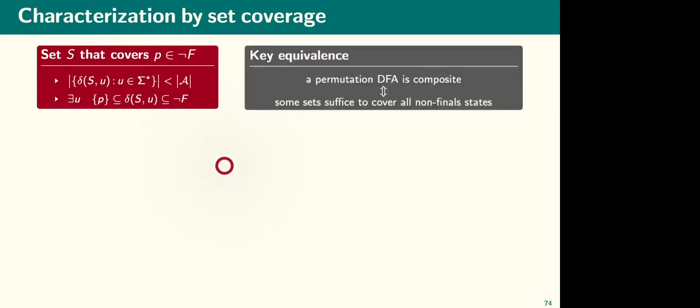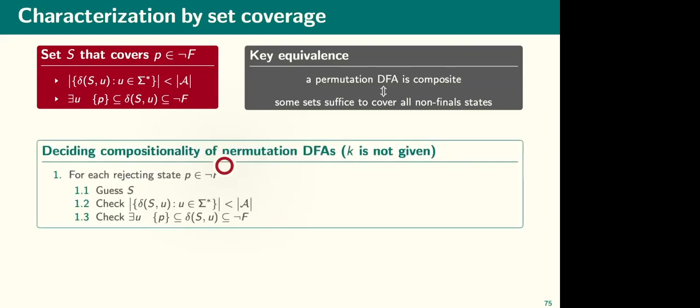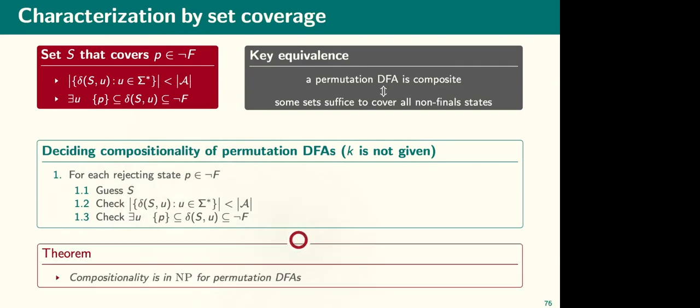The compositionality of permutation DFAs is characterized by the fact that every non-final state can be covered by some sets. Note that we don't have the beautiful correspondence of k-factors compositionality with k-coverage anymore. And this is since rejecting behaviors of non-final states may involve polynomially many implicit factors now. So from this fact, we can design the following algorithm, which basically checks whether every non-final state can be covered by some guessed sets. This gives us an NP algorithm to decide the compositionality for permutation DFAs.